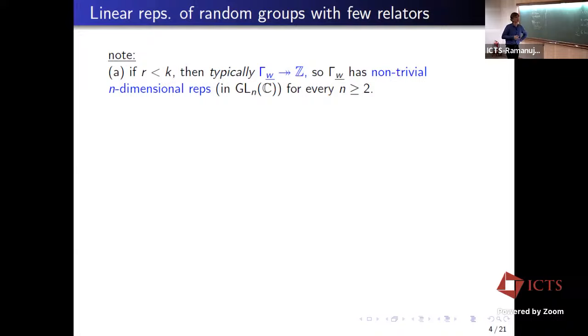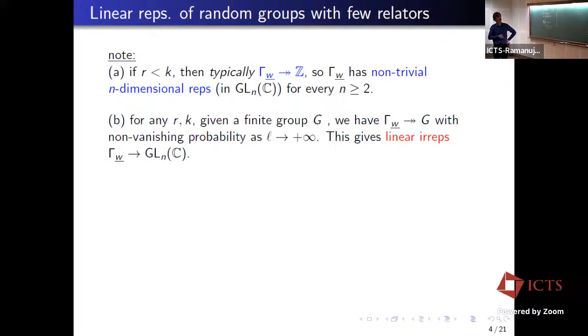A few easy facts. In the few relators model, if R is less than K, then you have fewer relators than generators. So it's very simple to see that you will map onto Z, because you basically have a random walk, and the probability that it goes back to the identity is small. So you're going to map onto Z, not going to kill all the generators. And so in particular, you have a non-trivial representation to GL_n(C).